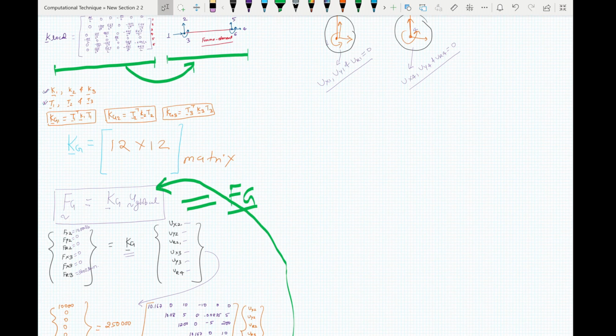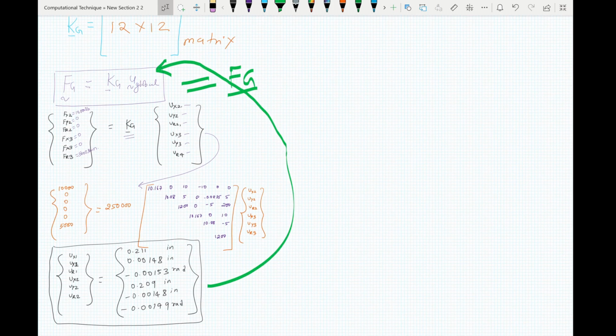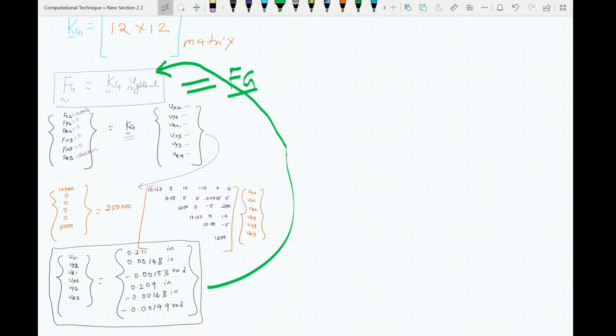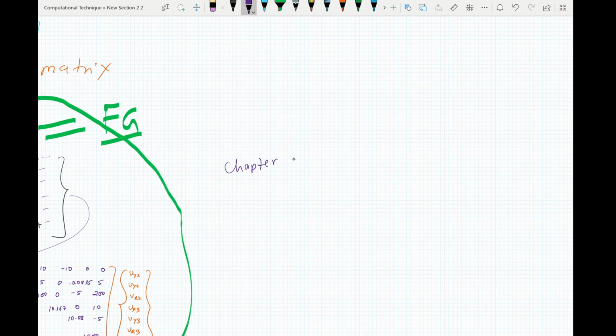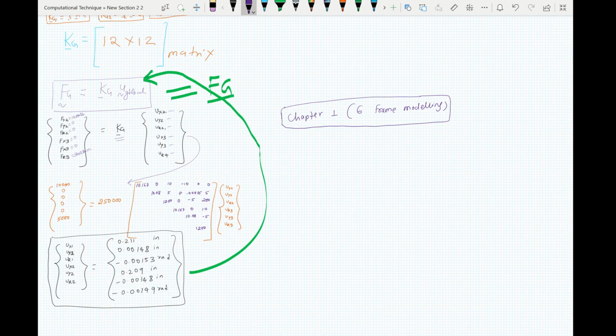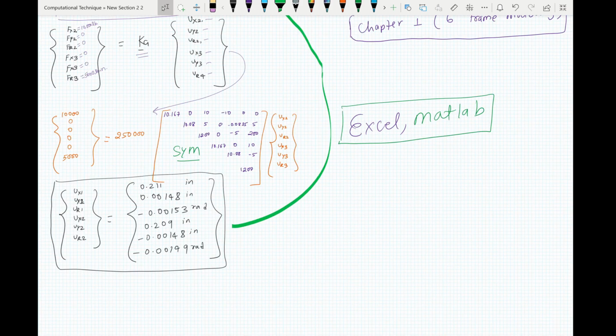I'm not sure if they will ask you in the examination, because the matrices here will be very big. I believe they only ask you to solve for beams or trusses. But if you want to look at another problem for the frame element, you can go to chapter 1.6, that is frame modeling. For this type of problem we may have to use Excel or MATLAB to solve. So this is it for today.